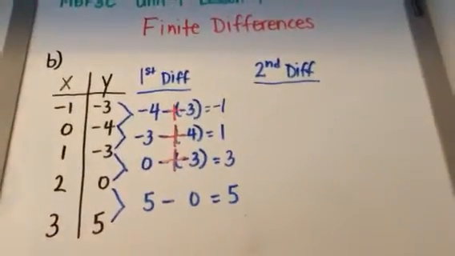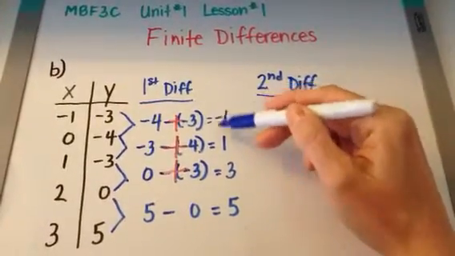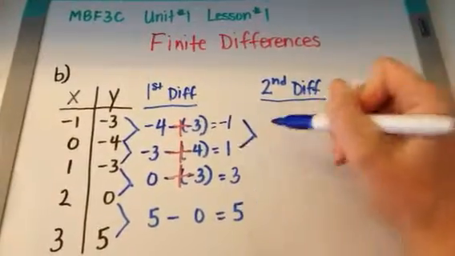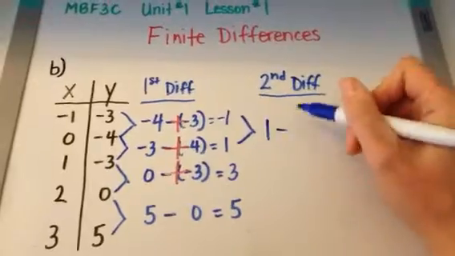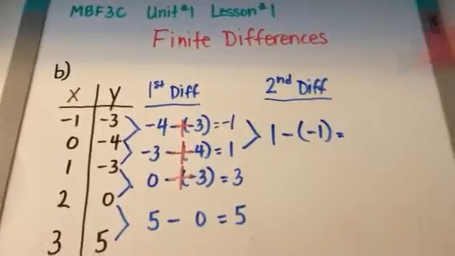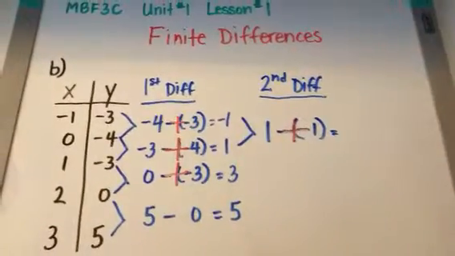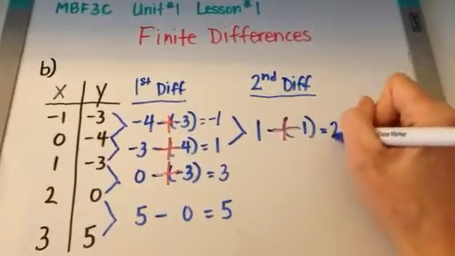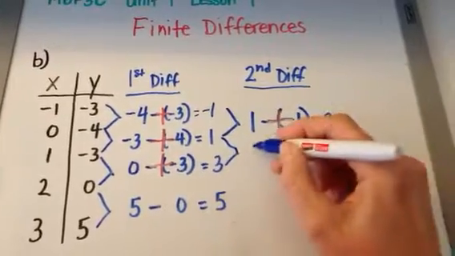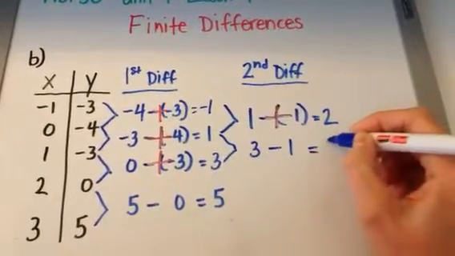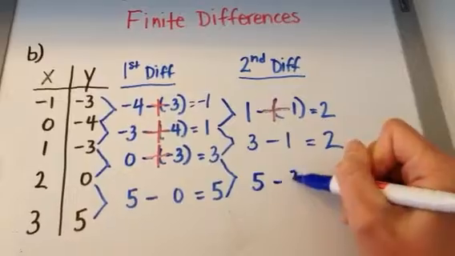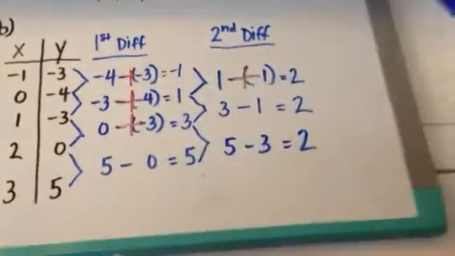Okay, so for your second difference, all you're doing now is the same thing, but instead you're using your first differences and subtracting those. So we subtract 1 minus -1 again. That, of course, turns it into a positive. Right here, two negatives make a positive. So 1 plus 1 is 2. We go on to our next two consecutive numbers, which is 3 and 1. So 3 minus 1 is also equal to 2. And our last two consecutive numbers is 5 minus 3, and that is also 2.